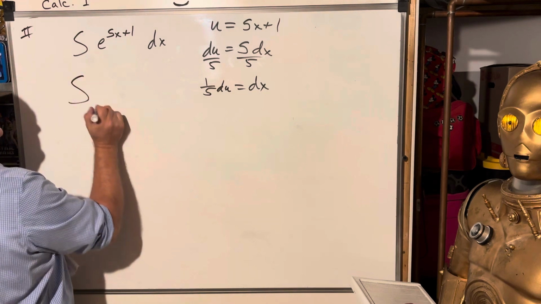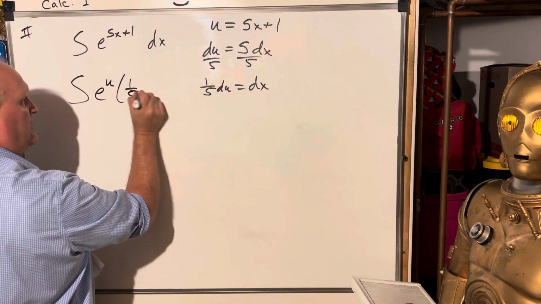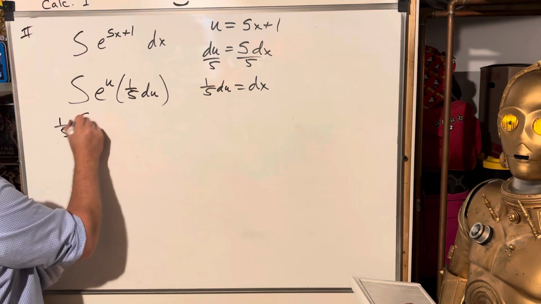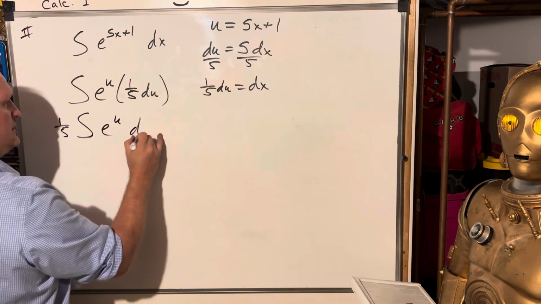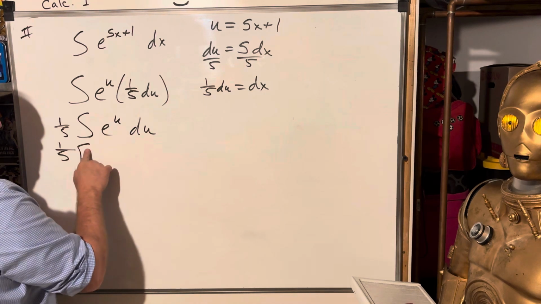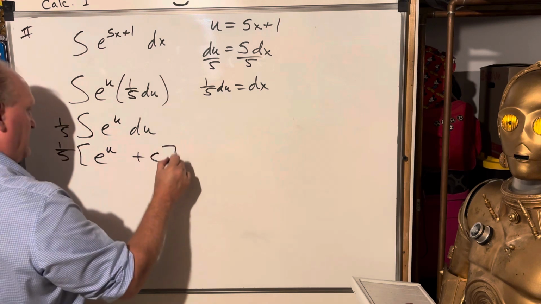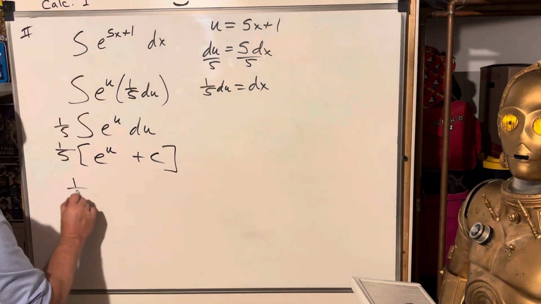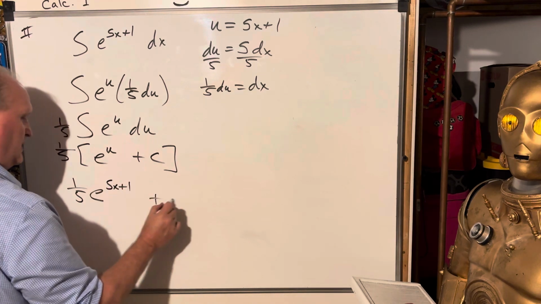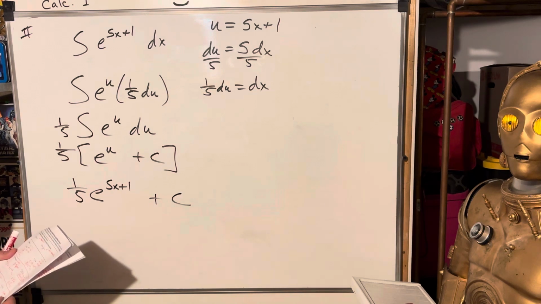Now we can do that substitution in there. So let's substitute e to the u times 1/5 du, and let's pull the 1/5 out front, e to the u du. Let's integrate. So that is e to the u plus c, and then 1/5 e to the 5x plus 1 plus c. Okie dokie artichoke.